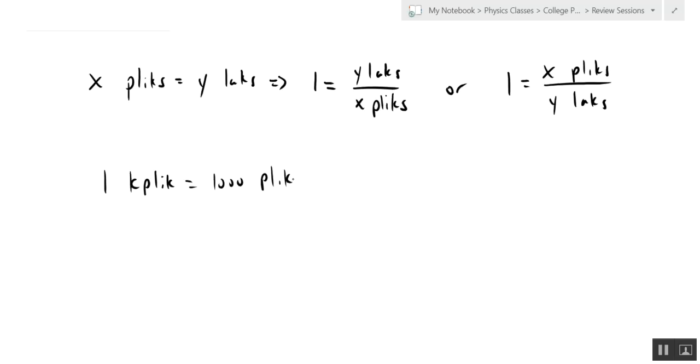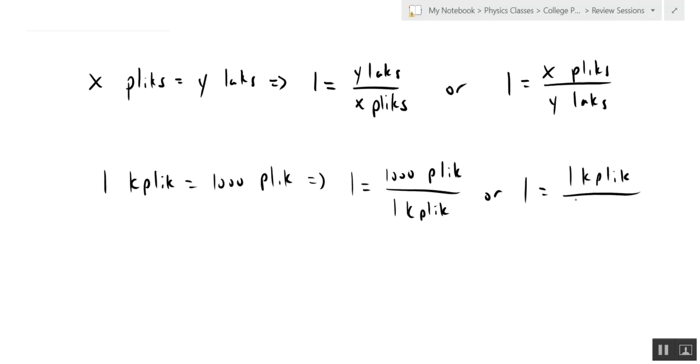Because kilo is 1,000, no matter what unit's in front of it. So you can get a basic version of one from that by dividing by a kiloplick on both sides, or you can take the inverse of that, and you have 1 kiloplick is 1,000 Plicks. So that's a basic unit conversion between kiloplicks and Plicks.